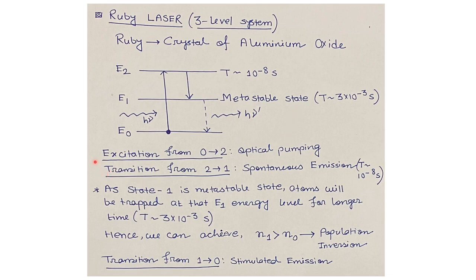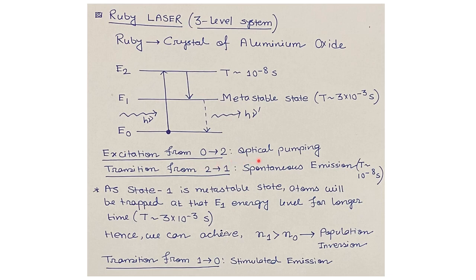Metastable state is basically an excited state having a longer lifetime than the usual or ordinary excited state. Now we will see what atomic transition processes are happening in the case of the ruby laser. First one is excitation from the energy level 0 to 2. That is the transition from this energy level to this energy level. When we apply some photon energy h nu, which equals E2 minus E0, then some atoms will be excited to the energy level E2.